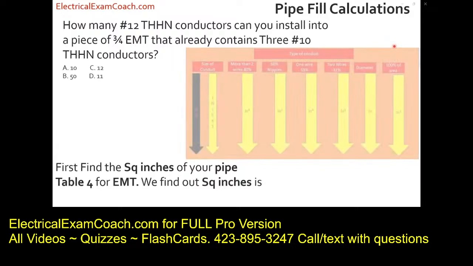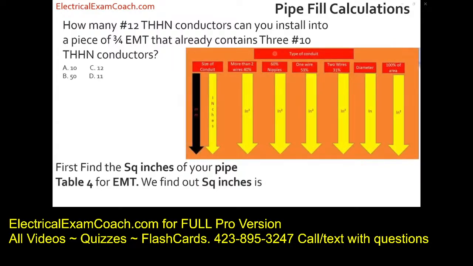When we get there, the first thing we do is make sure that we're in the right type of conduit. Then we start on the left-hand side and find our trade size, and we go down to 3/4. Then we cross over to the more than 2 column because our question deals with more than 2 conductors. So we're going to pull from the 40% column, and that lets us know that our starting available area is 0.213 square inches.